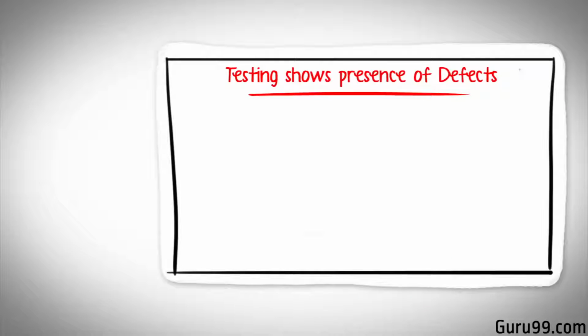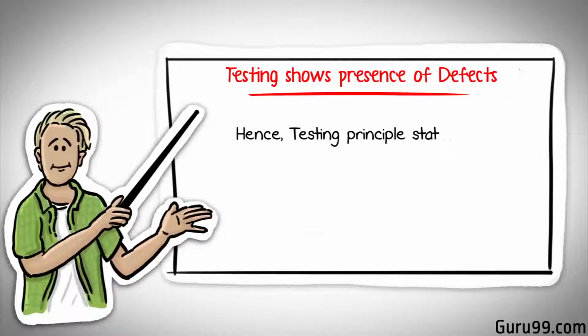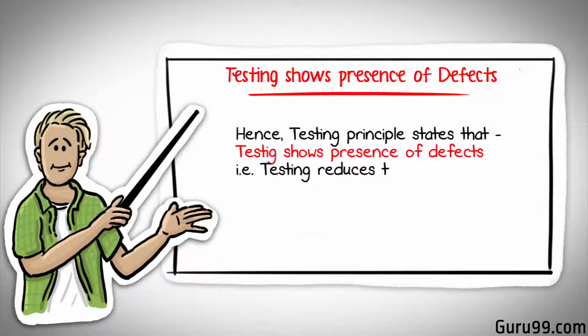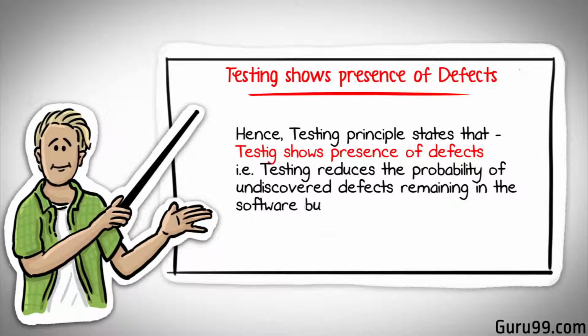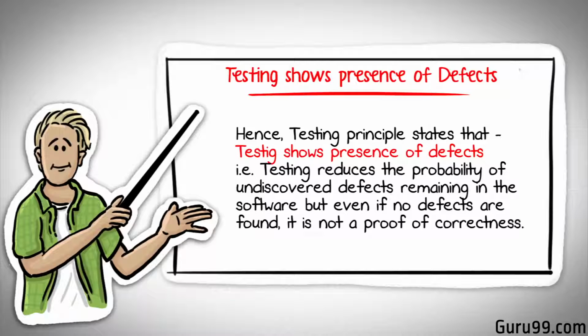You would think a company like Microsoft would have tested their OS thoroughly and would not risk their reputation just to see their OS crashing during its public launch. Hence, the testing principle states that testing shows the presence of defects. Testing reduces the probability of undiscovered defects remaining in the software. But even if no defects are found, it is not a proof of correctness or a proof that no defects remain in the system.